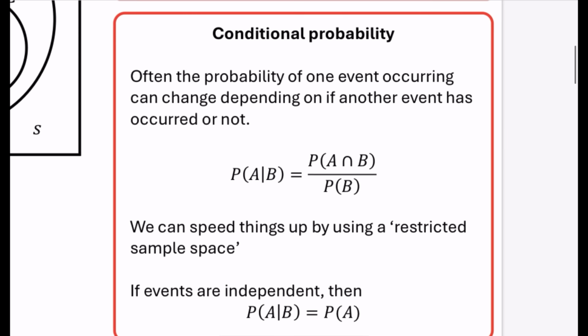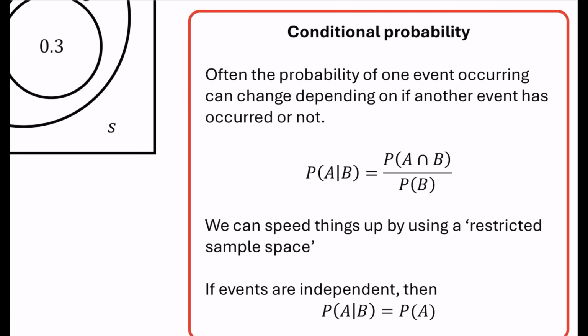And so I'll tell you a bit about conditional probability over here. Often the probability of one event occurring can change depending on if another event has occurred or not. So this thing that we've got over here, P(A|B), is the probability that A is going to happen, given that B has already happened.